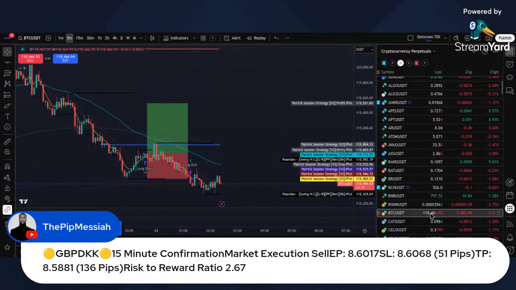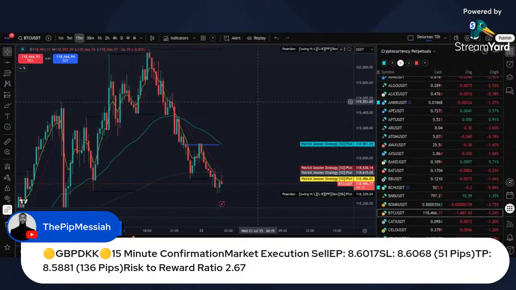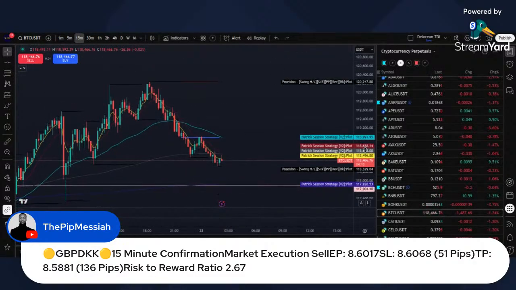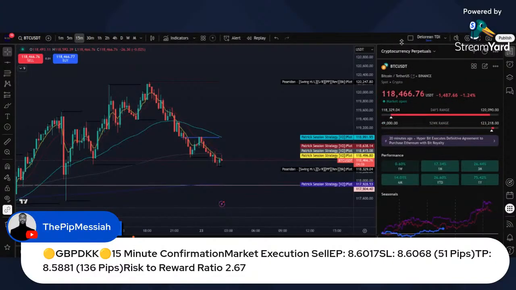Bitcoin got up above 120 and then took off another 1,400 points. It did not hit the all-time high. The all-time high is 123,000.